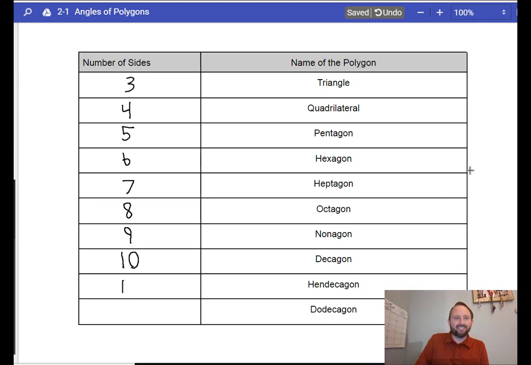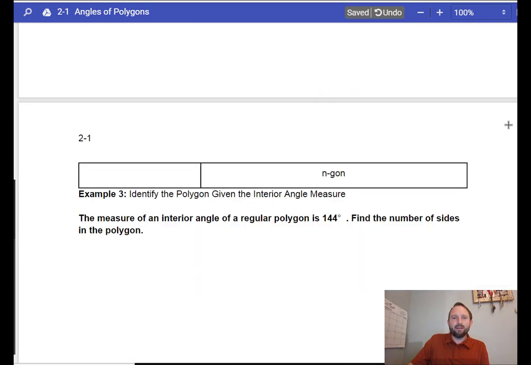All right, finally we have the hendecagon, which is 11. And finally we have the dodecagon. Now if it's a 3D shape, it'd be the dodecahedron. But this is just 2-dimensional, not 3 dimensions. All right, let's go on. Oh, and finally, the n-gon. How many sides does it have? It has n sides. All right, let's go on.